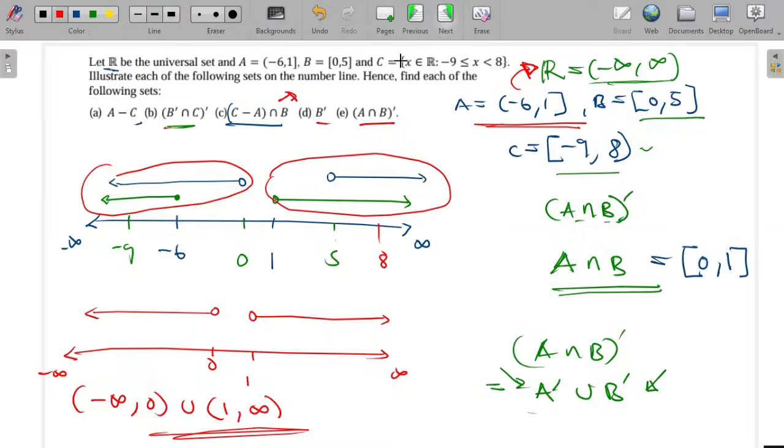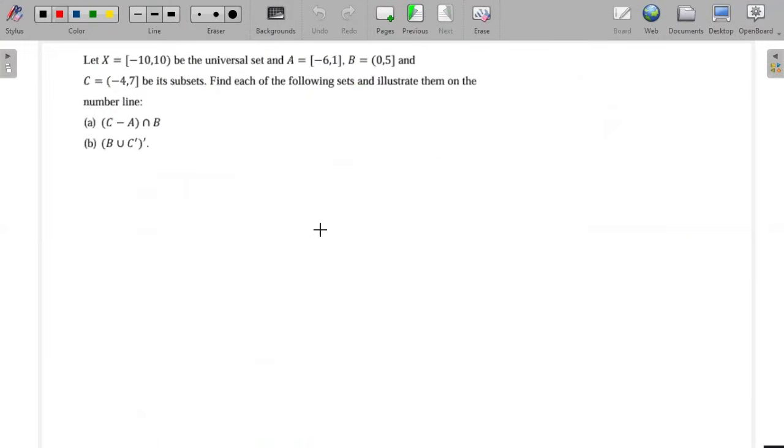Let's take a look at these last two parts of the questions. In this one, they tell you let X be equal to the interval from negative 10 to 10, and negative 10 is included in our set. They're saying this is the universal set. So we now have a specific universal set, which I draw here. At negative 10 it is closed, so there we say our negative 10. Then at 10 it is open. So this is our universal set.